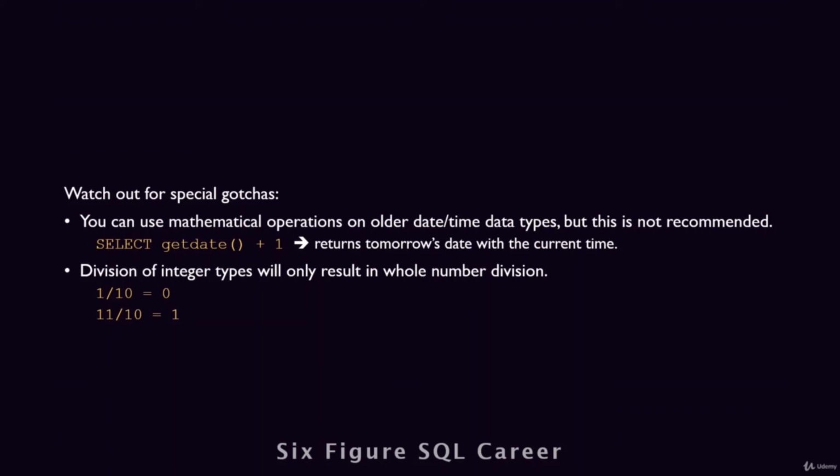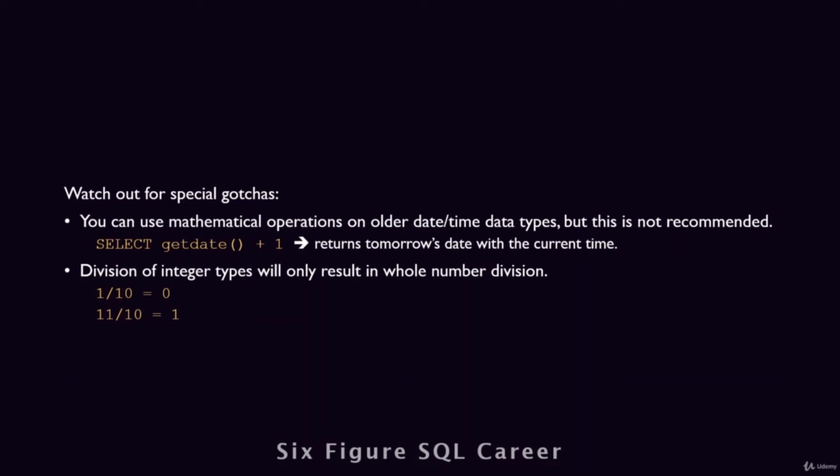Now this works because getDate uses the date-time data type. However, it won't work if you use a newer data type like date-time offset, which also includes the time zone offset. You can't do an addition to a date-time offset data type. So the best thing to do is to avoid using mathematical operations with date-time data types. You may see this in some of your older code. I recommend that you don't follow that practice.